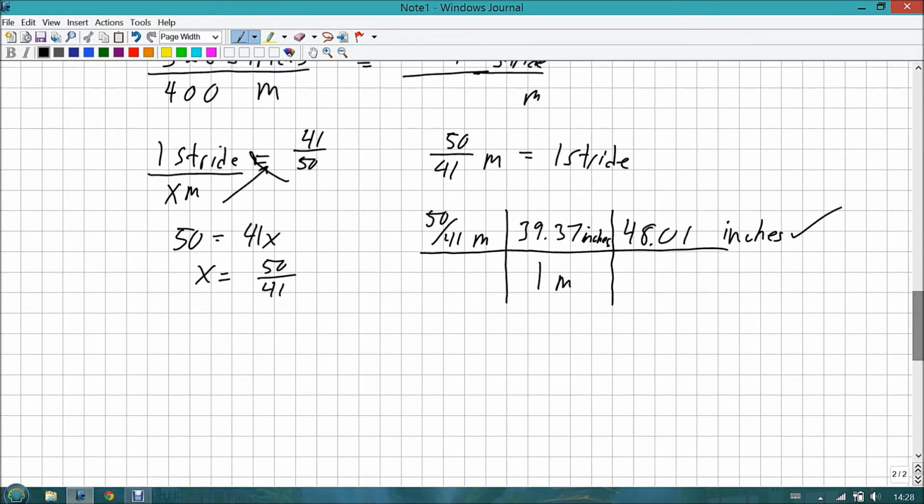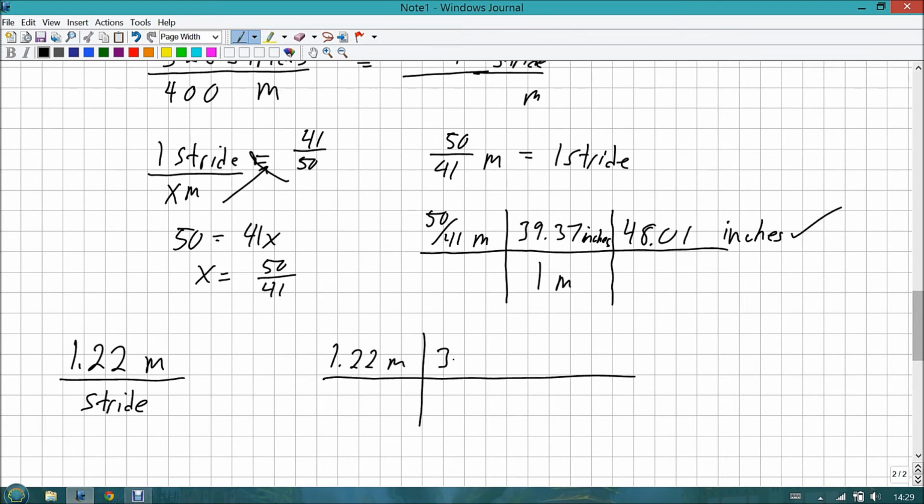And I know what you guys are thinking. Mr. O'Neill, why did you leave it as a fraction? Why couldn't you just put it as a decimal? Well, as a decimal equivalent, it would be 1.22 meters per stride. And if we wanted to convert that into inches, we would have 1.22 meters. And using the railroad track system, we would still have that 39.37 inches per meter. And we get 1.22 times 39.37. And they should be the exact same number, right, if it was perfectly accurate. But we get 48.03 inches.